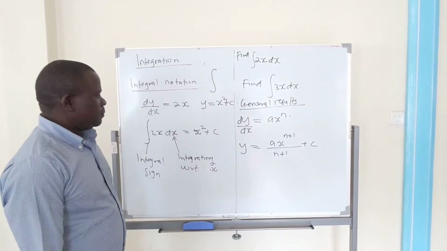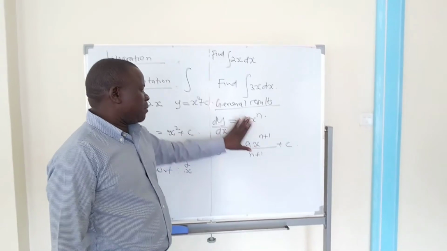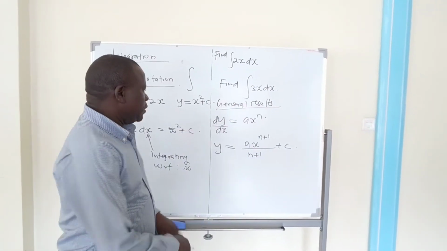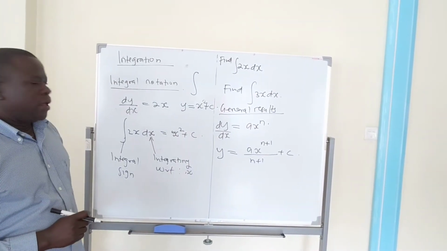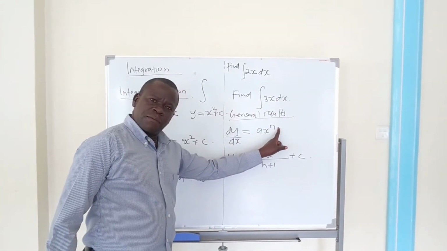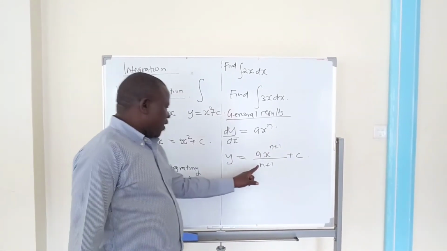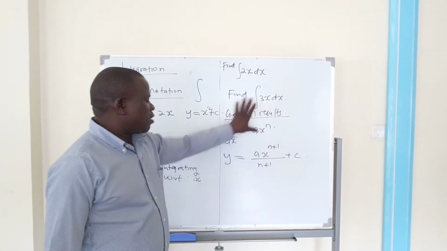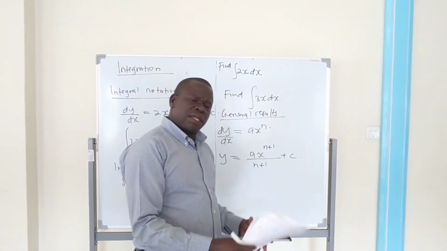What am I doing? I'm adding 1 to the power of x. Remember, this a is a constant, which may not be affected by this. The integration is with respect to x, so x is my variable. Therefore, I add 1 to the power of x, which is n, and get a new power, which is n plus 1. After that, I divide by the new power, which is n plus 1. So this becomes my general rule of integration. But of course, remember to put the constant c after doing the integration.